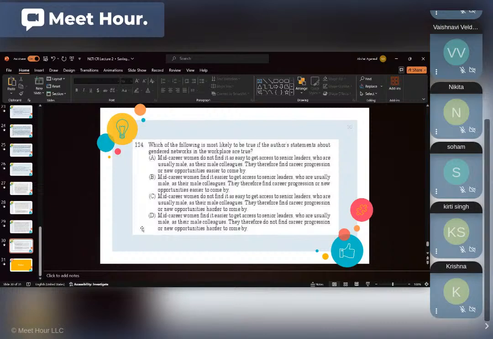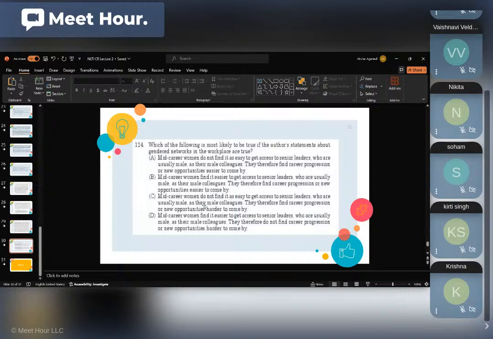Yeah, C is the correct answer. And this is entirely through elimination. I told you that an inference cannot contradict the author. Option A contradicts the author because the second part says they therefore find it easy for new opportunities to come by. Well, the entire point of the author is to tell you how aging women find it difficult to access senior positions and therefore their career paths take a hit, right? Option B is contradictory straight away because it says find it easier to get access.